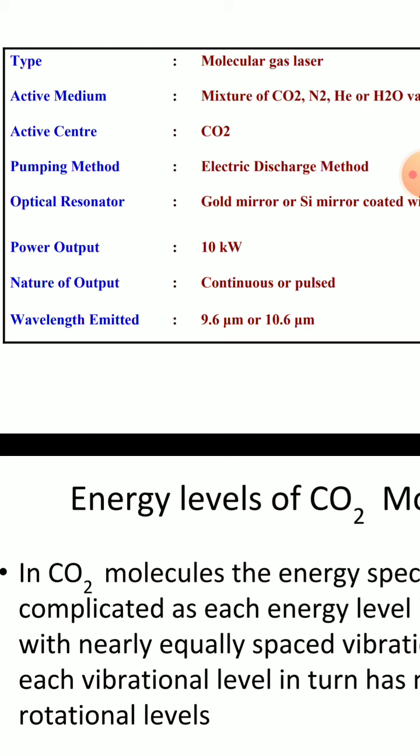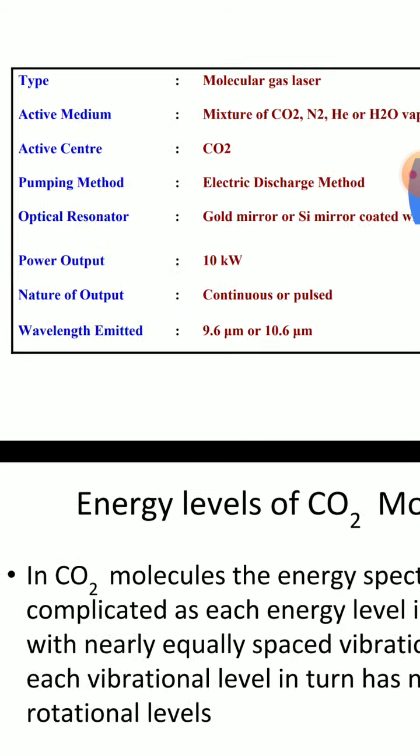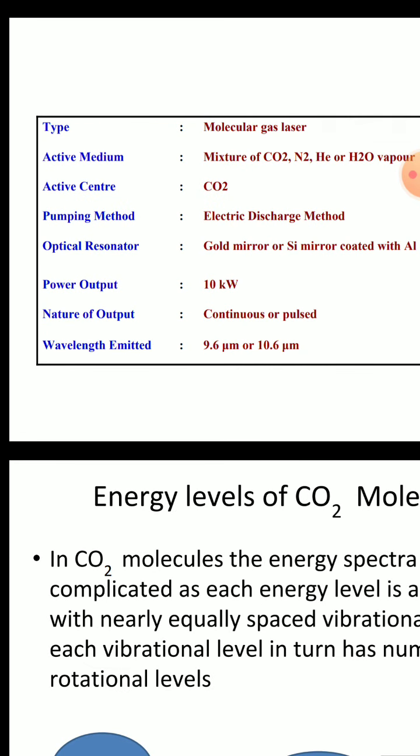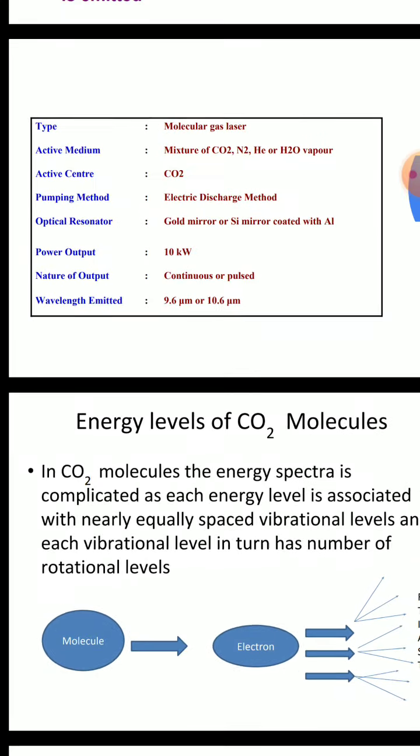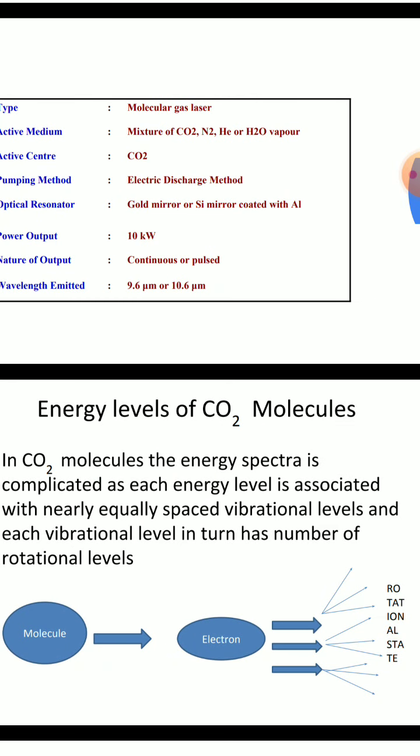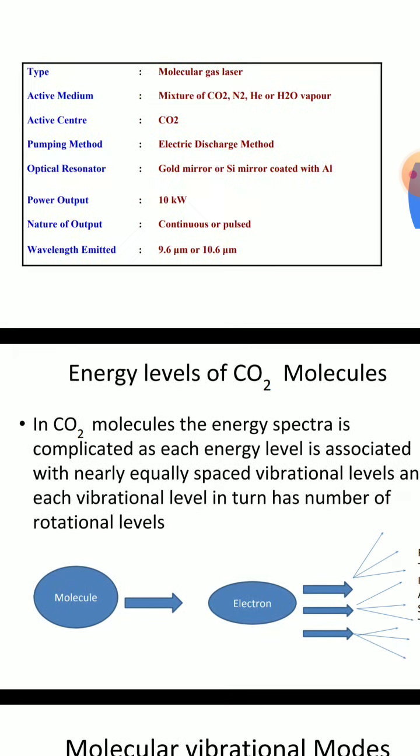The power output of this laser can be up to 10 kilowatts, so it is a very powerful laser, and the nature of output is continuous or pulsed as desired. The wavelengths on which it can lase are 9.6 micrometers or 10.6 micrometers, where 10.6 micrometers is the prominent wavelength on which it lases. Now we can have a look at the energy levels of CO2 molecules.